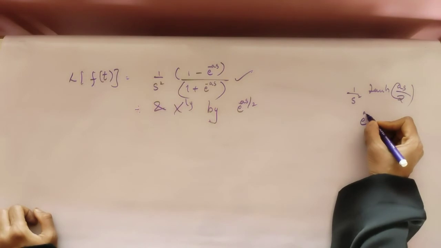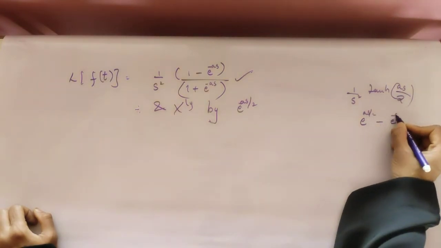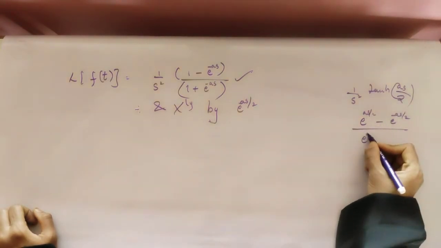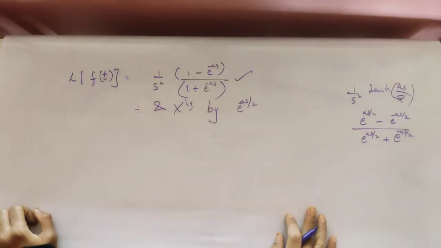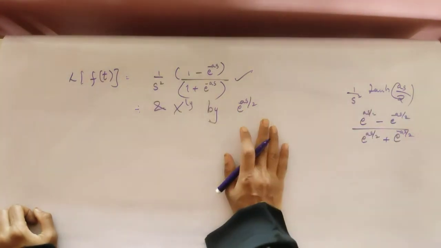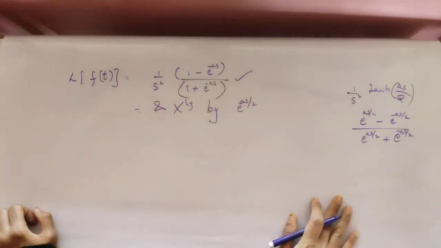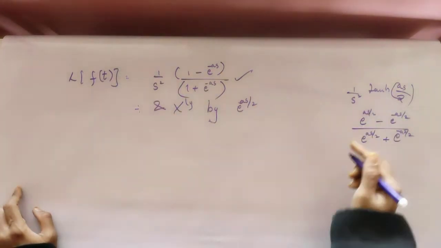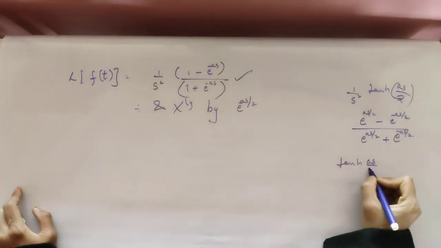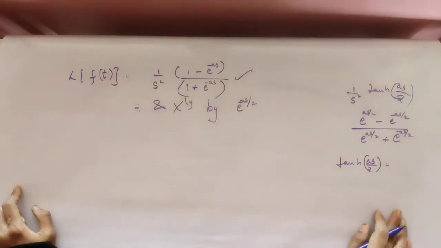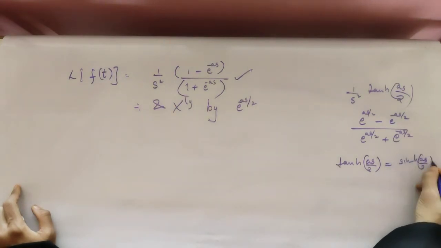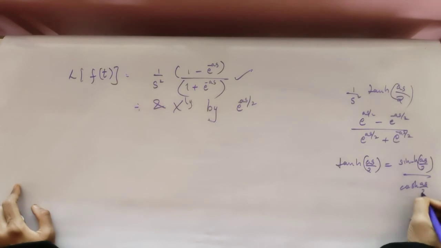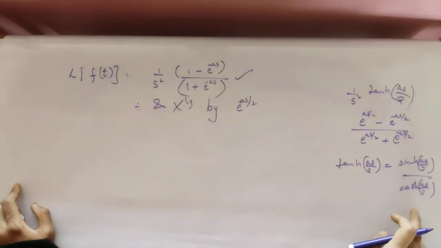You know that it is e to power as by 2 minus e to power minus as by 2 over e to power as by 2 plus e to power minus as by 2. This is tan hyperbolic. So I want to reduce this to this pattern. You should even know this also. If you don't remember this, you can obtain it by basic formulas of sine hyperbolic and cos hyperbolic. This is nothing but sine hyperbolic as by 2 over cos hyperbolic as by 2.